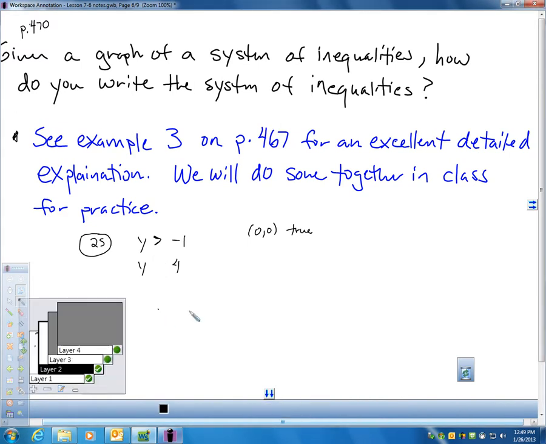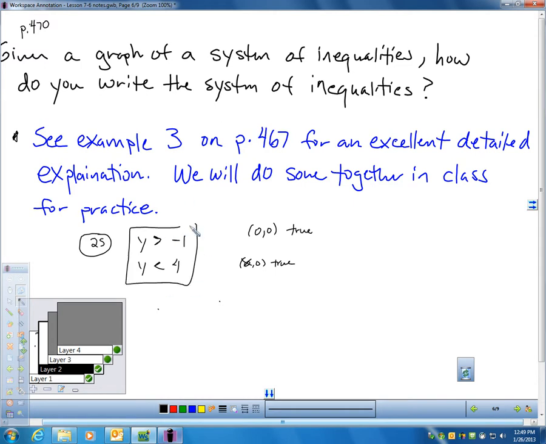We shaded below 4. So 0, 0 is below 4. That means I need 0, 0 when I plug it in here to be true again. Now there's nowhere to plug in the x, so I can disregard the x. Let's plug in 0. What would make this true? 0 less than 4 would make that true.